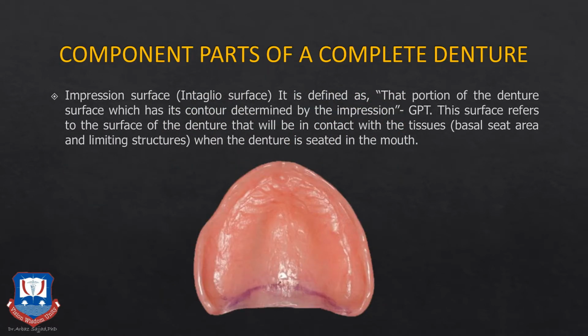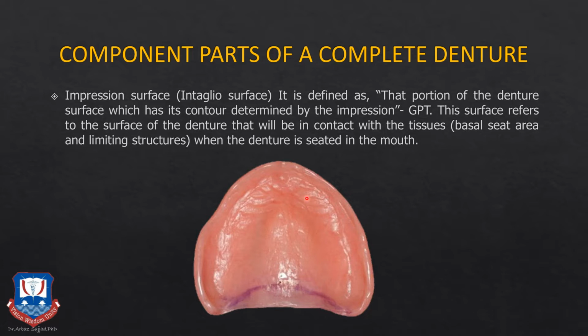So moving on, what are the component parts of a complete denture? A complete denture consists mainly of three parts. The first being the impression surface, which is also called the intaglio surface. This is a portion of the denture whose contours are determined by the limiting structures and the basal seat area.